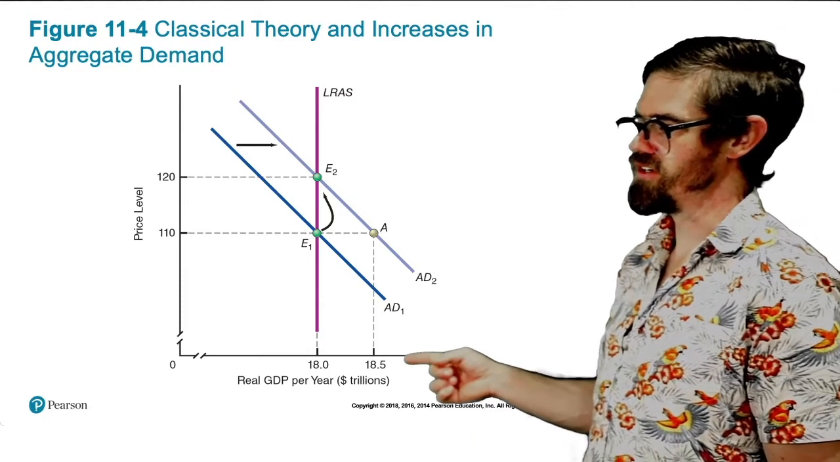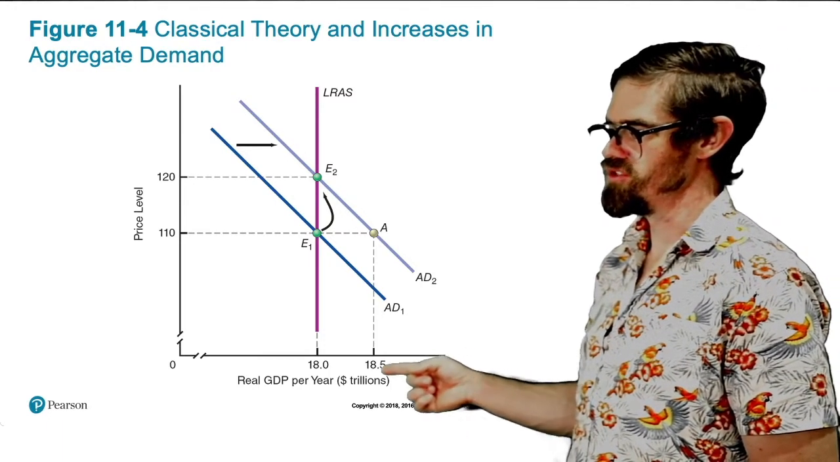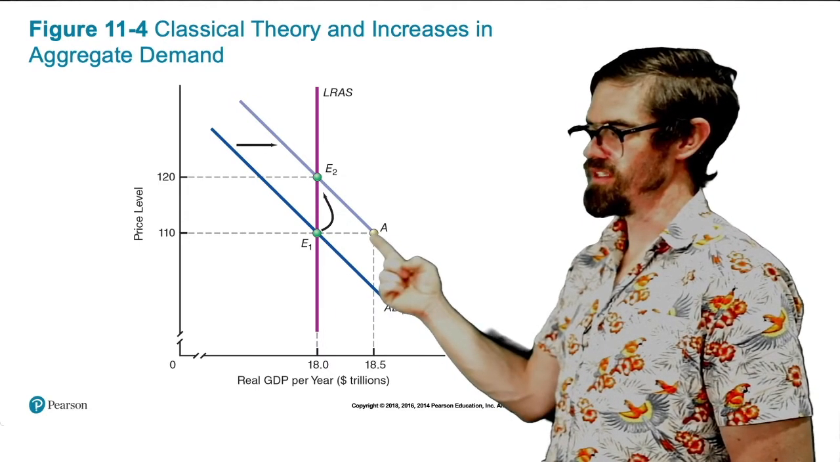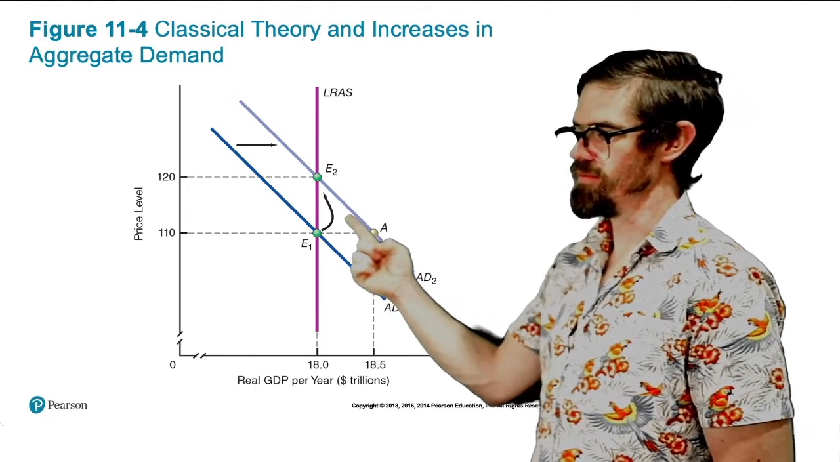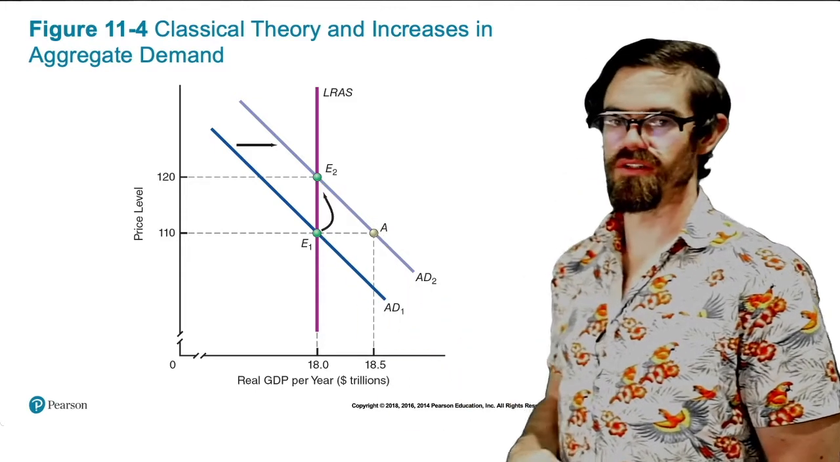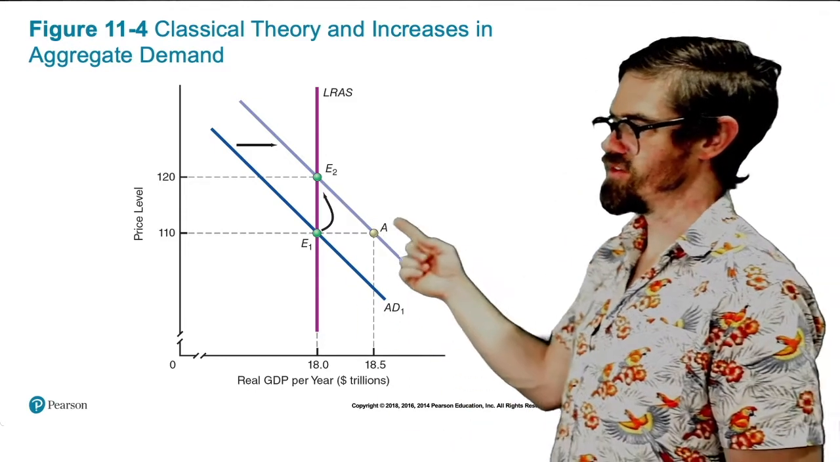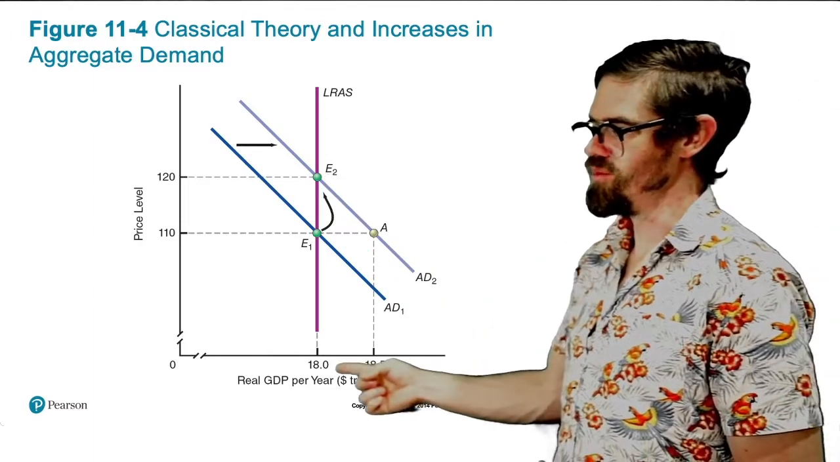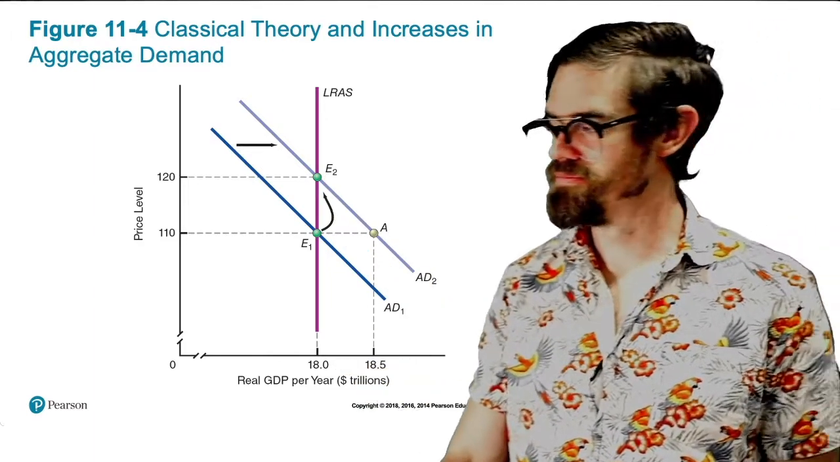Now, it could be in the very, very short run that there's a slight boost in real GDP, but if prices adjust quickly, we will get back to the long run very quickly, and all that happens is that prices go up and GDP doesn't change.